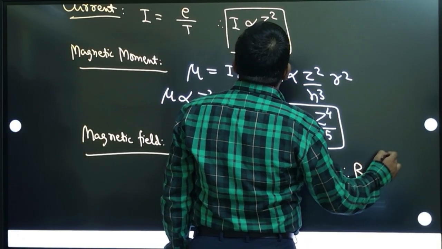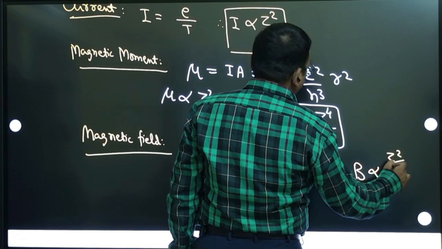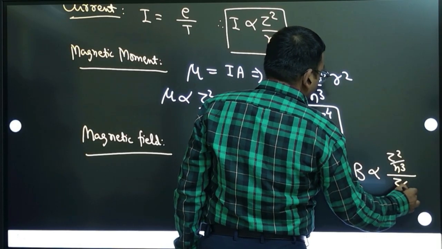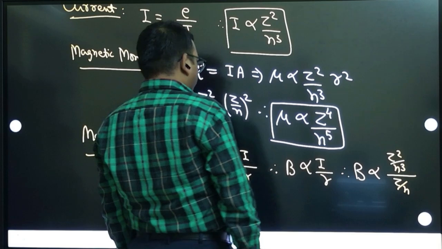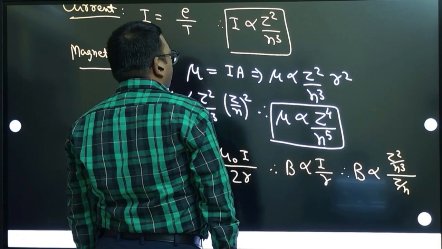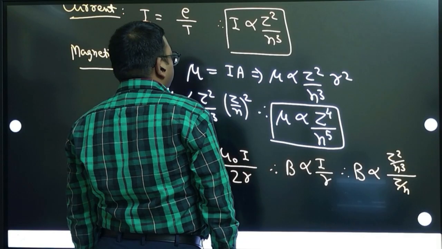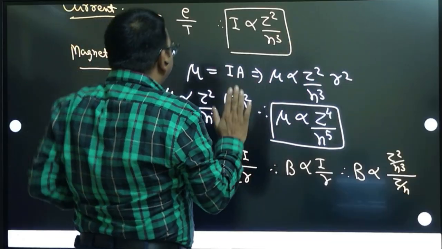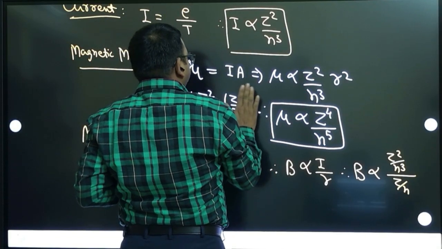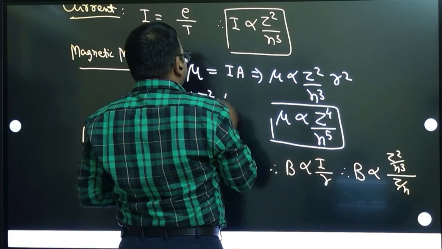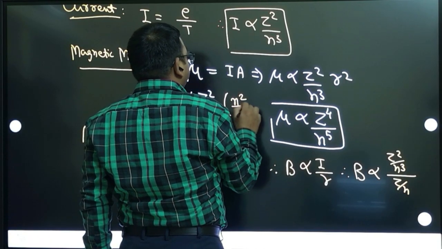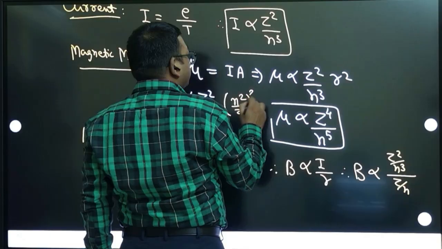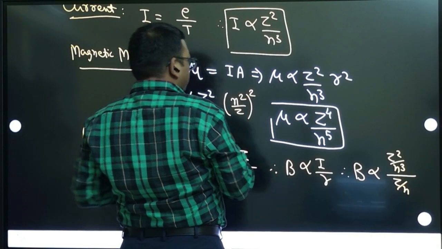So the magnetic field is proportional to z square by n cube divided by radius, z by n. Radius is no, radius is what? I think I made a mistake. Radius is n square by z. That's what we have to remember. This radius is n square by z. I made a mistake. Radius is proportional to n square by z. So this becomes cube, and this becomes the square of this. Okay, radius is square.